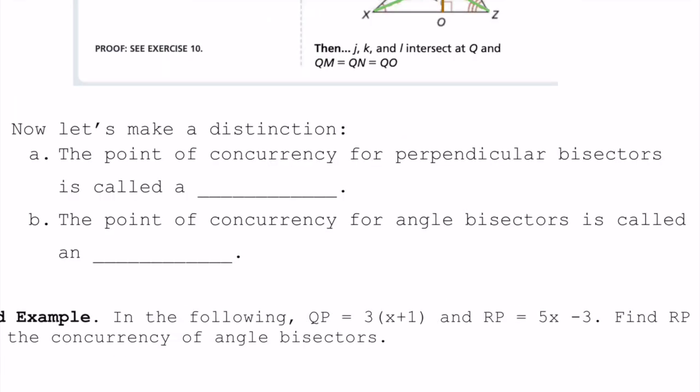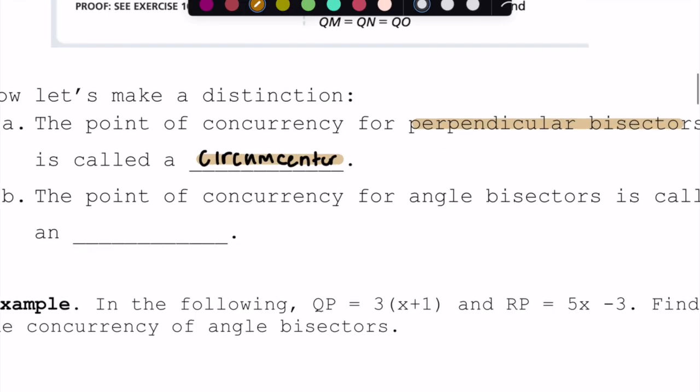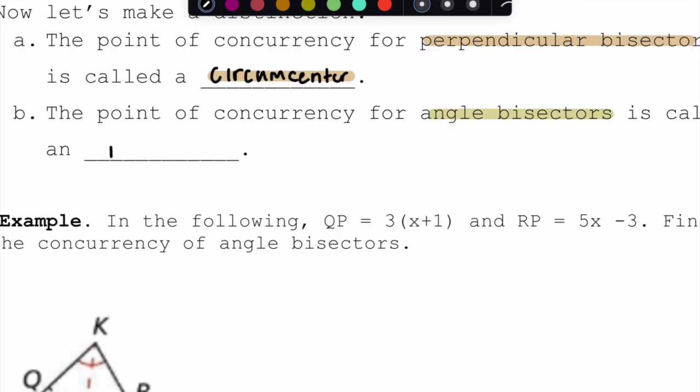So the point of concurrency for perpendicular bisectors is called a circumcenter. So for perpendicular bisectors, we call it a circumcenter. For angle bisectors, we call the point of concurrency an incenter.